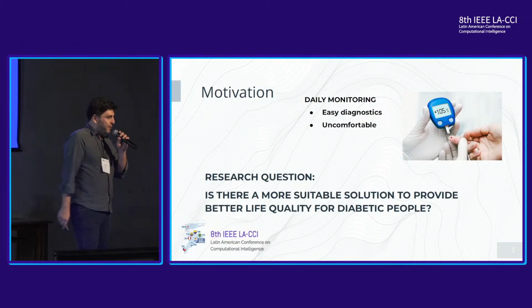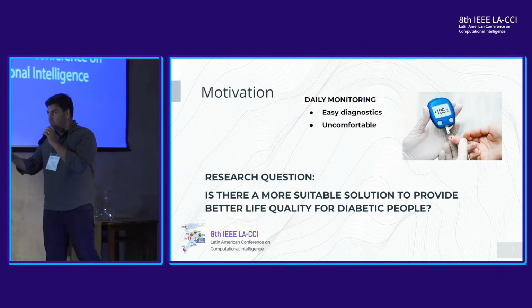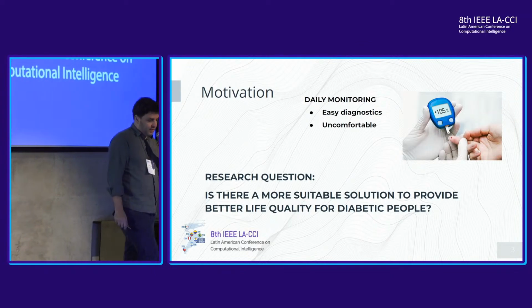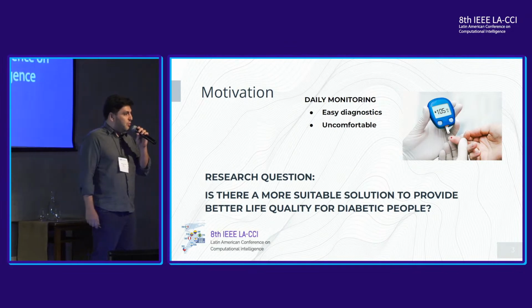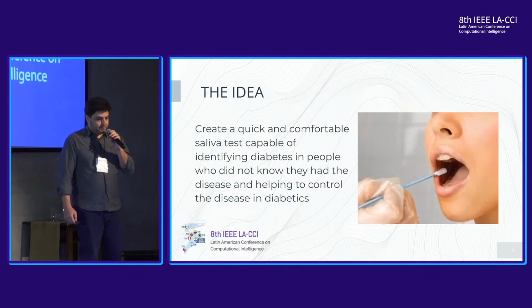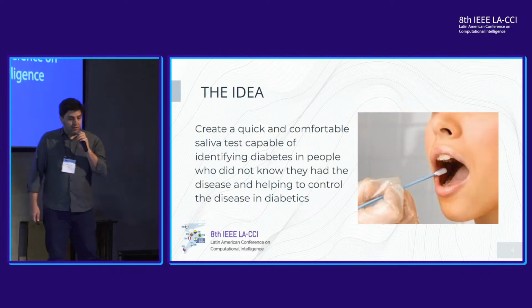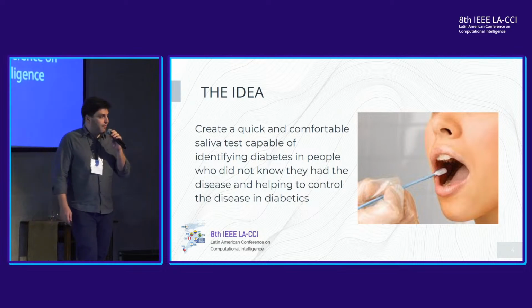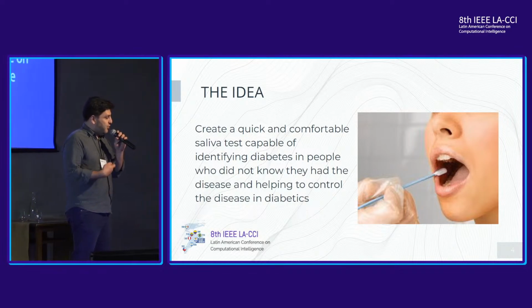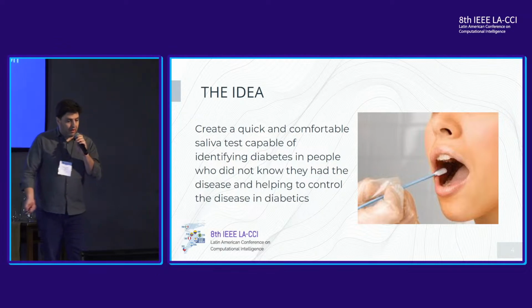And because of this, we have this research question, trying to find a suitable solution to give a comfortable life to people with diabetes. So the idea here is to use the saliva of people to try to identify if a person has diabetes or not.